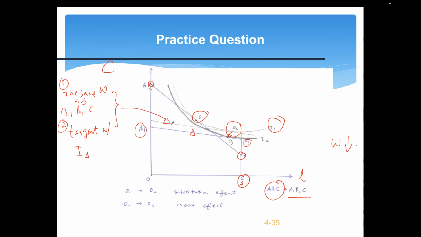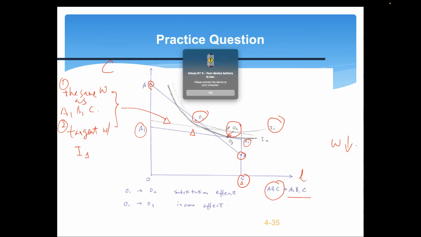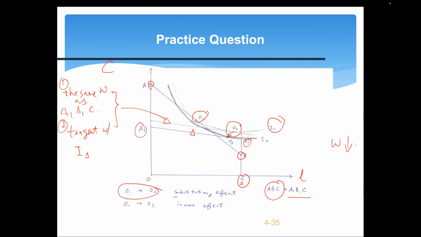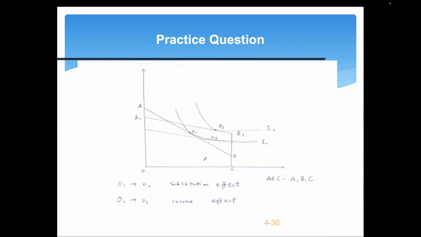Okay. This is because there's a fall in income, right? Because the wage rate falls, right? So now you can see both C and leisure fall. Both C and leisure fall, right? So hence, O1 to O2 is a substitution effect, and O2 to O3 is the income effect. Now here we draw slightly differently, but still O1 to O2 is a substitution effect, and O2 to O3 is an income effect.